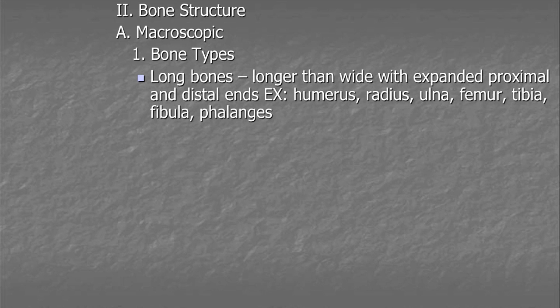Long bones are longer than they are wide, hence why they're called long bones. They typically will have expanded proximal and distal ends called the epiphysis. These are things like your humerus of your arm, your radius and ulna of your forearm. You have your femur, which is your thigh, and your tibia and fibula, which make up your lower leg. And then you have the phalanges of the hands and feet.